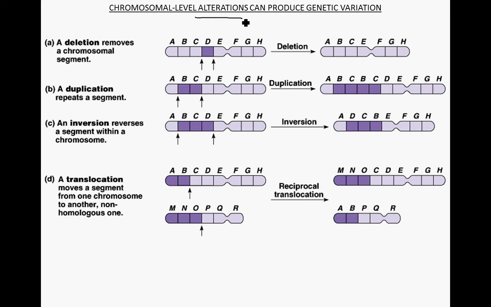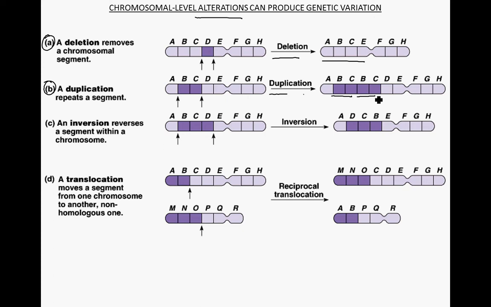Right? And so if we see here in A, a deletion removes a chromosomal segment, right? So if this segment D is deleted, then we just have this long arm being a little bit shorter. So this does happen. A duplication repeats a segment, right? And so here is this BC, and we duplicate that, and then we go BC, BC, and we make that longer arm even longer.